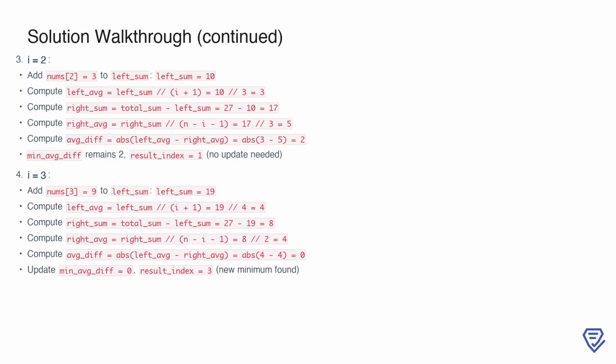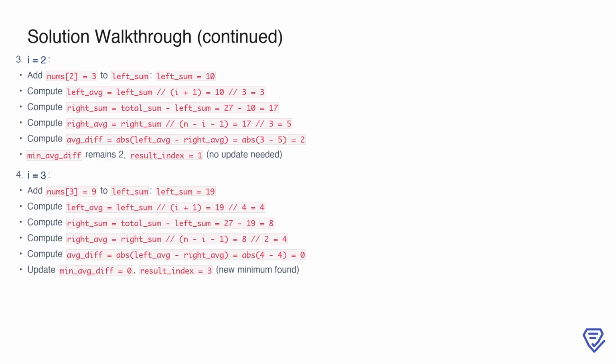For i equals 2, we add nums[2] equals 3 to left_sum, resulting in 10. The left average is calculated as 10/3 equals 3. The right sum becomes 27 - 10 equals 17, and the right average is 17/3 equals 5. The average difference remains abs(3 - 5) equals 2, which is equal to the current min_average_diff, so no updates are made to min_average_diff or result_index.